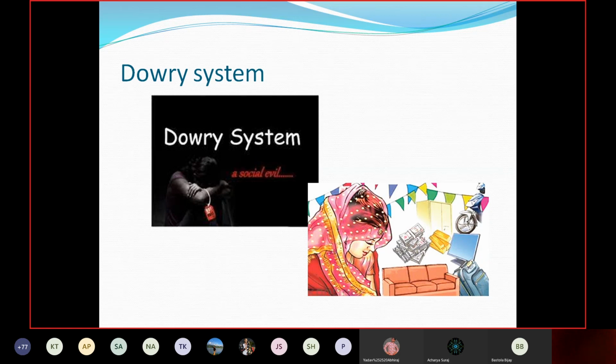But over the period of time, especially in recent years, it has grown into a social evil, with many instances, like you can hear in media here and there, in social media, of bride burning, acid burning, and suicides, etc. And these are the symptoms of societal corruption. From a sociological point of view, we call it societal corruption.